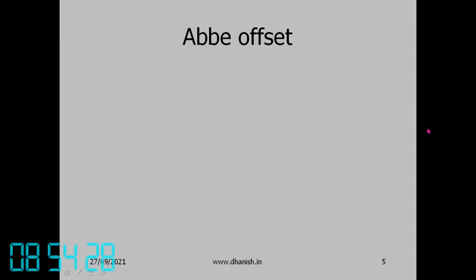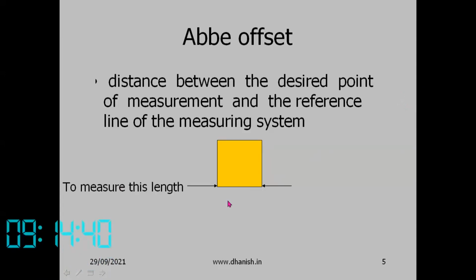So what is Abbe's offset? The distance between the two lines, the standard of measurement and the line of measurement on the workpiece, the distance between the two, measure this length. If you place the scale here, then this distance is called Abbe offset. So how much is the error due to this offset? Let us try to calculate.